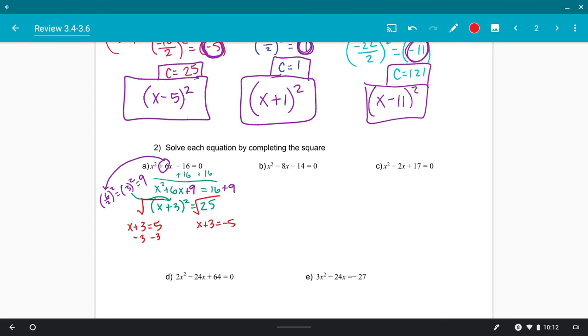So you do minus 3 minus 3, and you get 2, minus 3 minus 3, and you get negative 8.